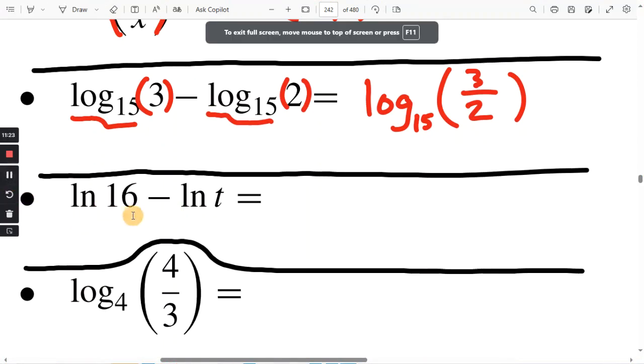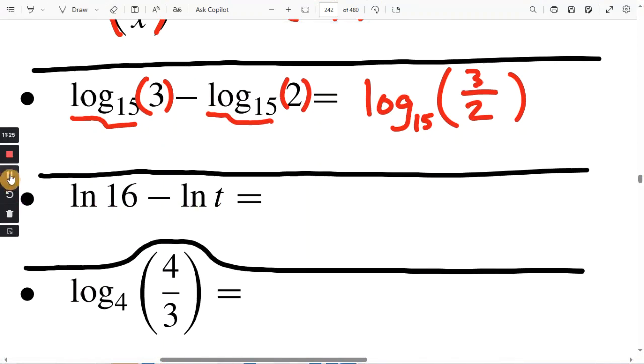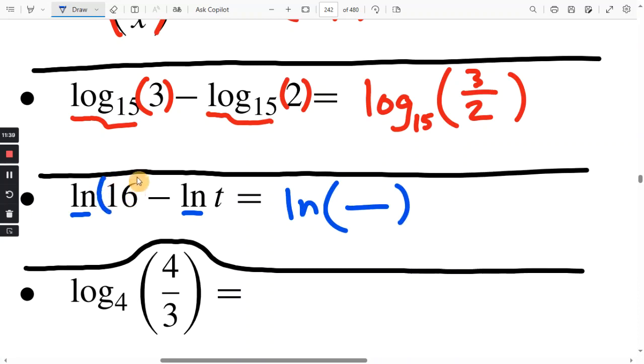All right, try this one right here, please. So here we have an ln and an ln. Okay, let's keep the ln. The first argument is a 16, so that goes in the numerator. And the second argument is a t, and that goes in the denominator. There's nothing more we can do with this. It's just ln of 16 over t.